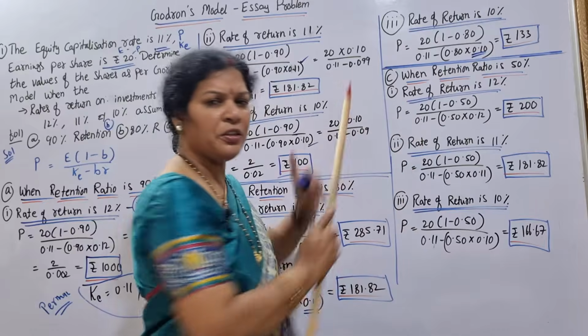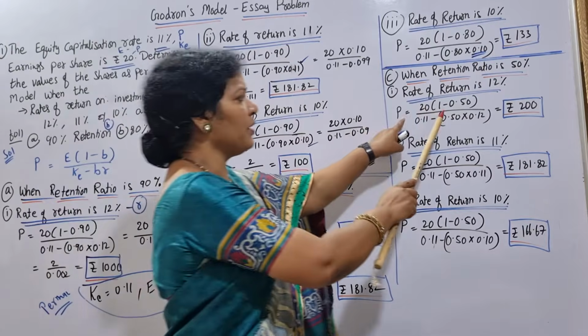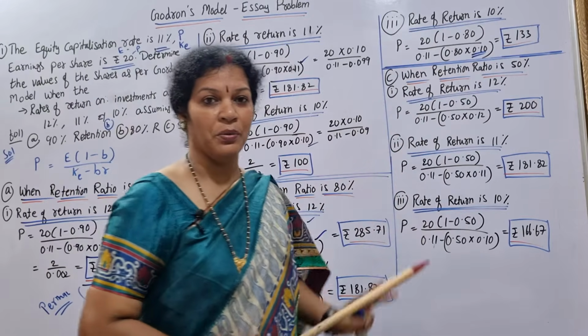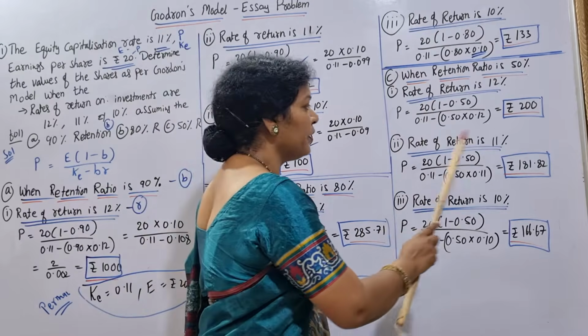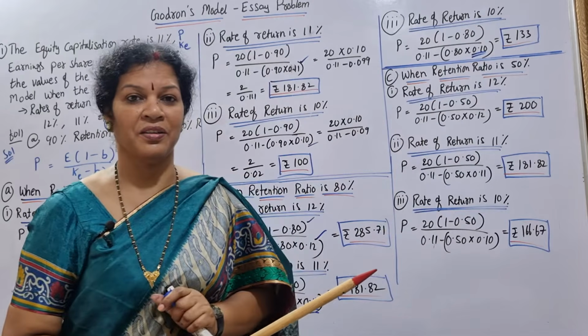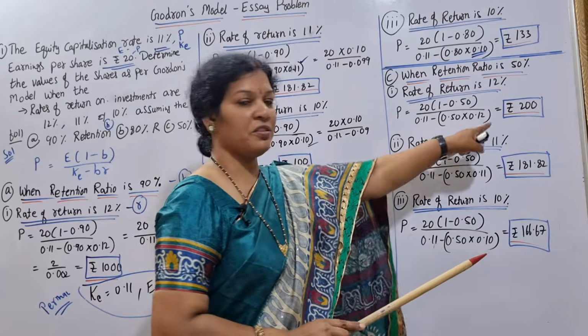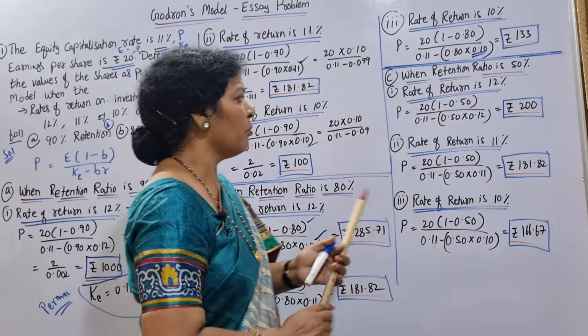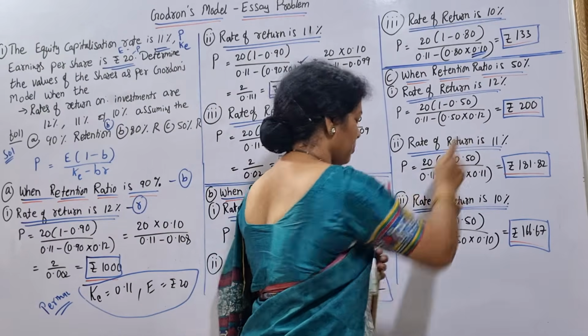The thing is, the first bit you have to understand. Once you understood the first bit, the second bit will go. The second bit is that the rate of return is 11%. When it was 12%, it is this much. When it is 11%, what do we have to do? 11% means only this one we are changing.